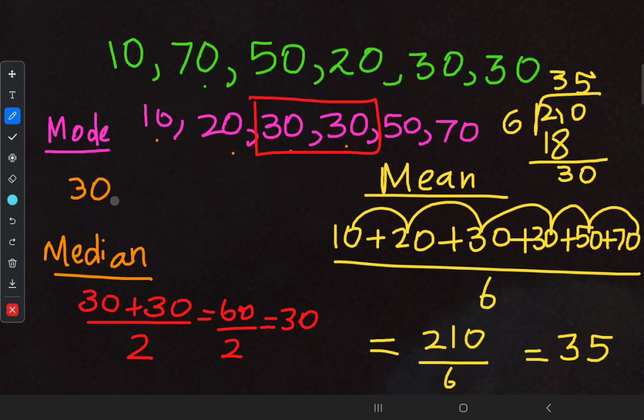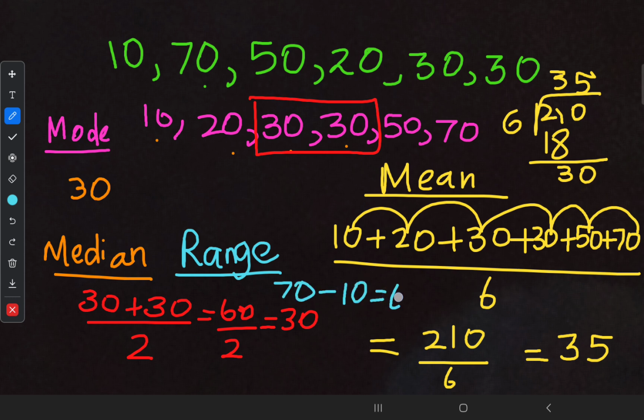The final one is to find our range. To find the range, from the highest value in the data set, you have to subtract the least value. 70 minus 10 will give you 60. 60 is the range of this particular data set. That's all for these questions.